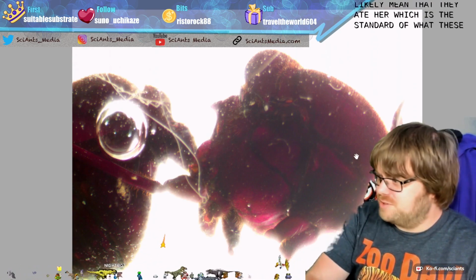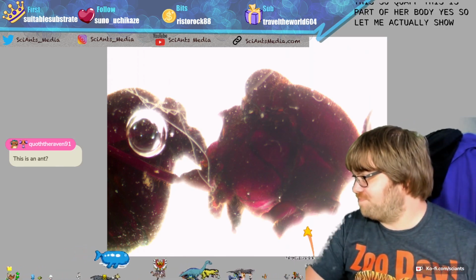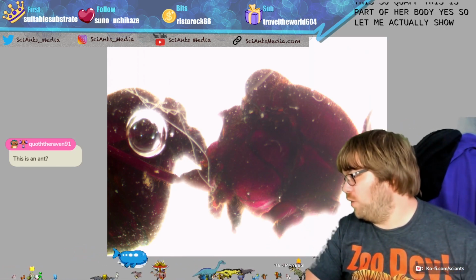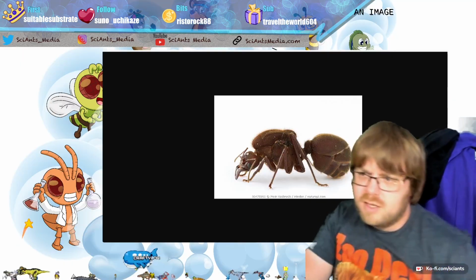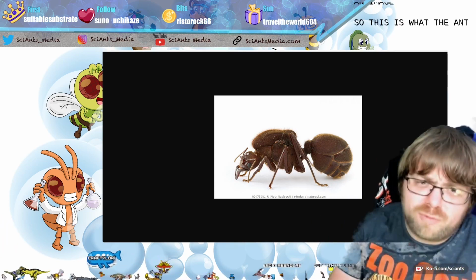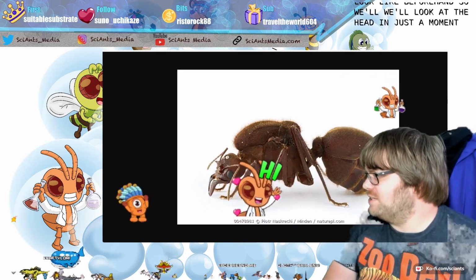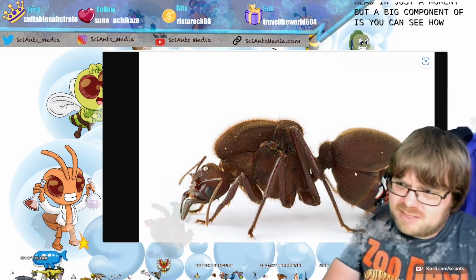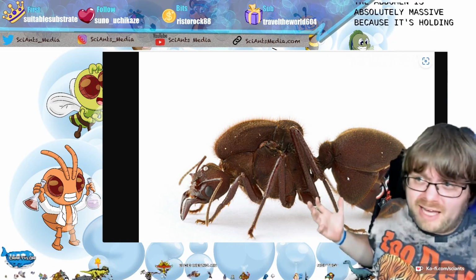So let me actually show y'all a photo of what the queen ant looked like before she died. So this is what the ant looked like beforehand. We'll look at the head in just a moment. But a big component of it is you can see how large the abdomen is. The abdomen is absolutely massive because it's holding the ovaries of the animal.